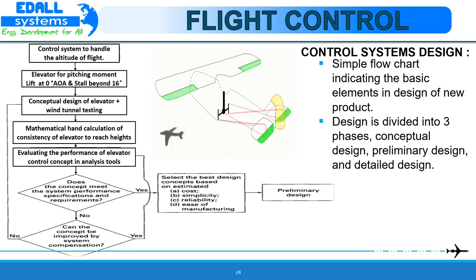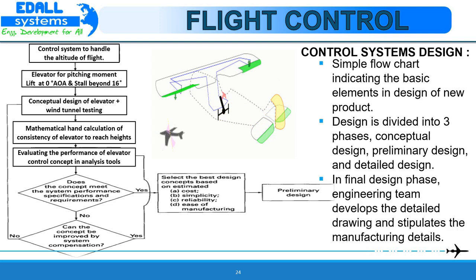If it does not meet the system performance, then we have to decide whether the concept can be improved by system compensation. If the concept can be improved by system compensation, then we have to evaluate the performance of the elevator and again do control concept and analysis tool, and then again verify whether the concept is meeting the performance specifications and requirement. If the concept is not improved by the system compensation, then we have to go all the way to the conceptual design of the elevator and redo the wind tunnel design and the conceptual design of the elevator. In the final design phase, the engineering team develops the detailed drawing and stipulates the manufacturing details.